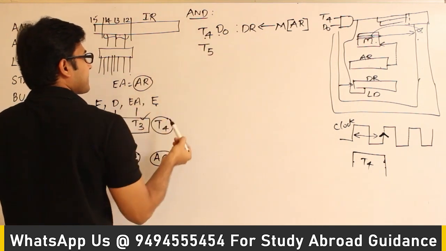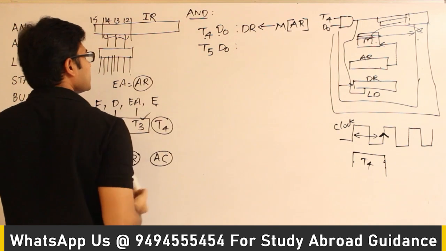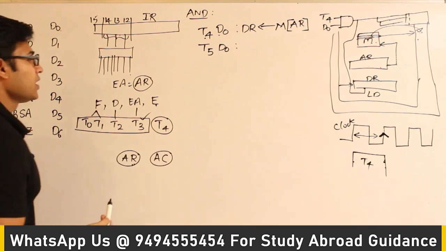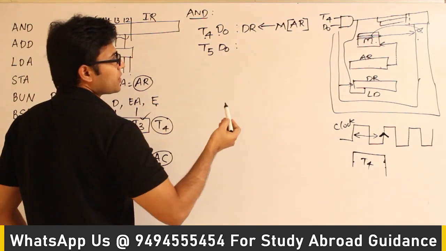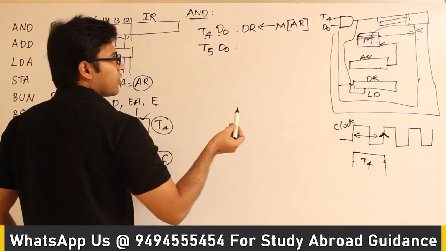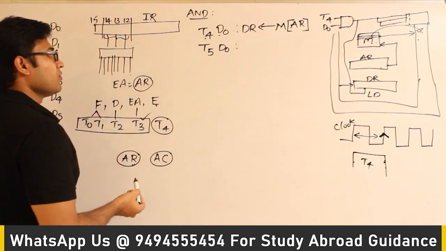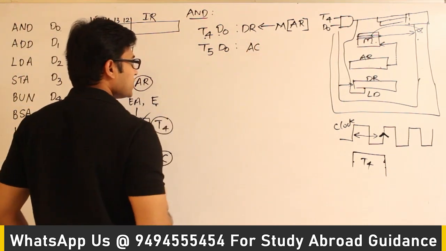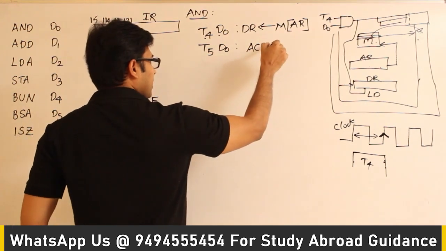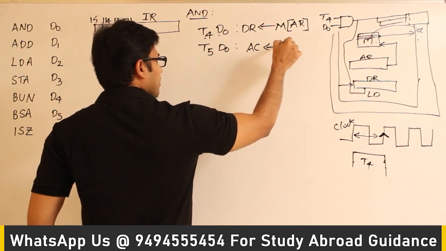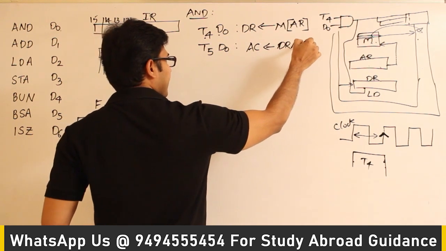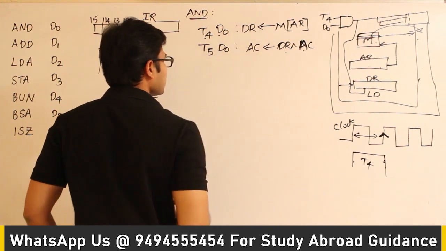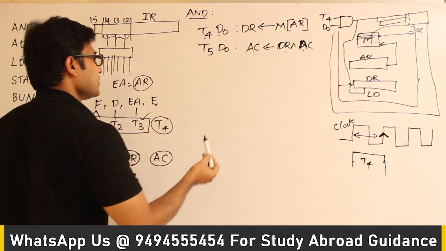At T5, if it is D0, which means we have already moved one of the operands to the data register, at this point we have to give the proper signals to the adder and logic unit, which is already present, in order to perform the ANDing. So we enable that AND logic, the circuit which is responsible for ANDing, and to that we provide DR and AC, right? So DR and AC are given as input, and then the output will be stored in AC.